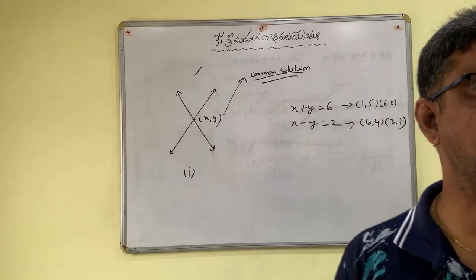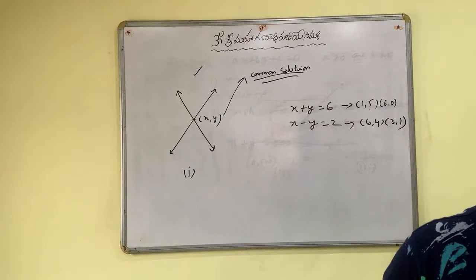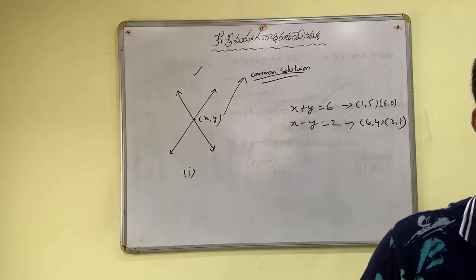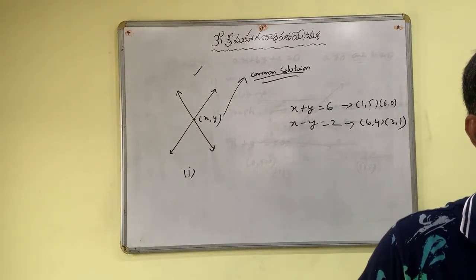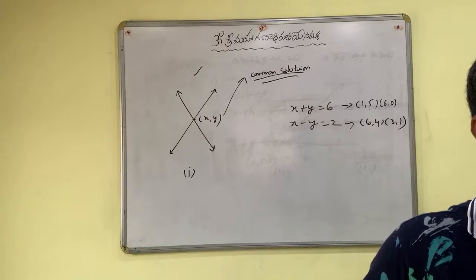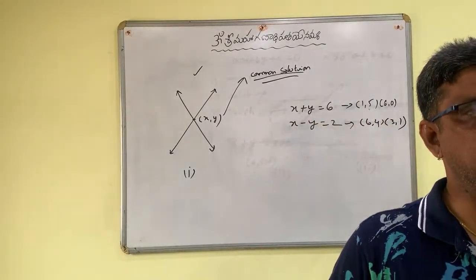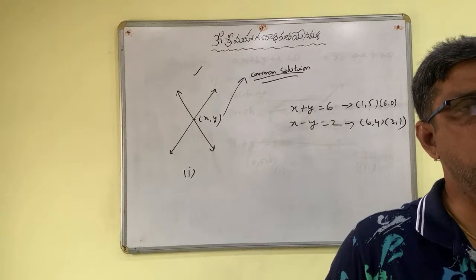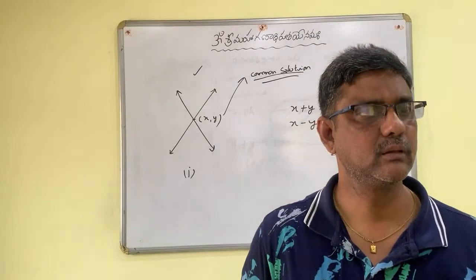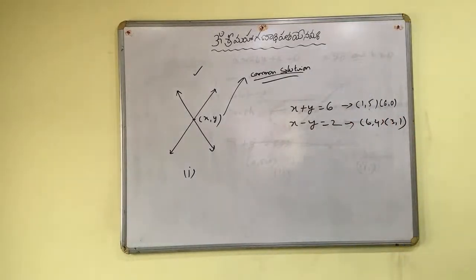And everyone draw the graph. Draw the graph of these two equations on the same graph. They will intersect each other and you will get a common solution. This is the common solution you need to write. I think it is 4, 2 only. So everyone send the answer to me in the group. Okay?